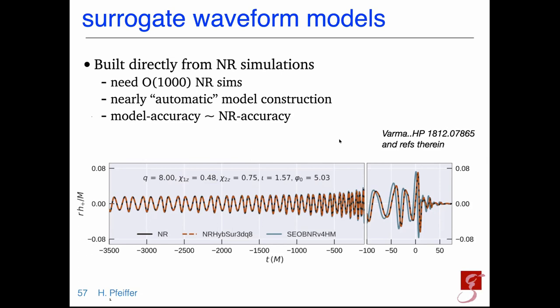And here's just one example of how well this works. This time around, I'm plotting three waveforms. This is a mass ratio 8 precessing system. The red and the black are numerical relativity and the surrogate waveform model, which works remarkably well all the way up to merger and ringdown, with all the extra little features. Whereas the EOB waveform in this case has a very slight dephasing towards the merger. So when they work, the surrogates are even more accurate than the EOB waveforms.